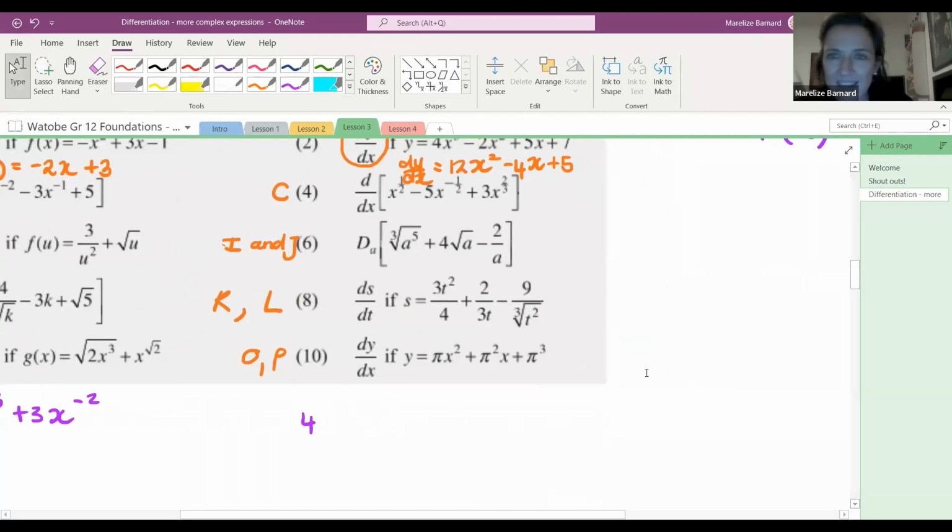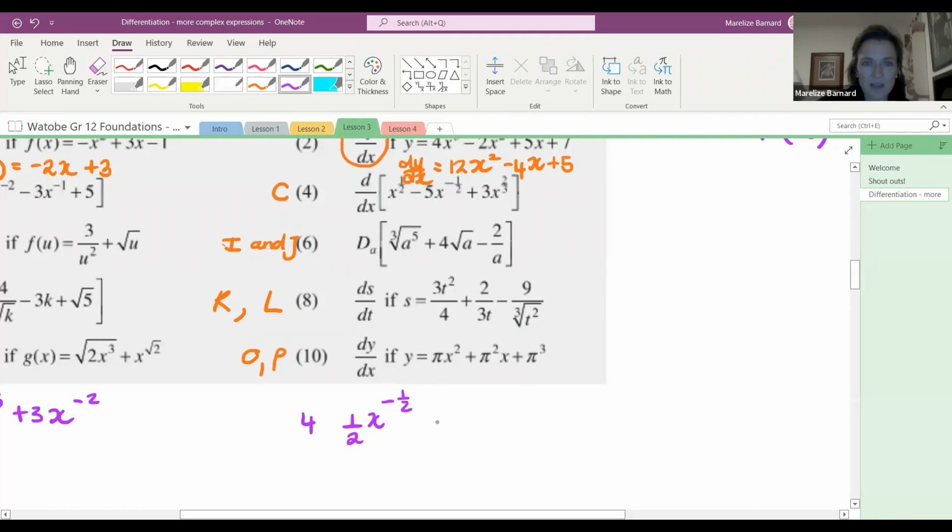Question 4, did anyone post an answer for question 4? Any of the C's? Yes, Cassandra did. Well done. Let's see. So we are going to take the half and multiply it by the 1 in front of the x. So that's going to be a half x, and subtract a 1. So that's -1/2.